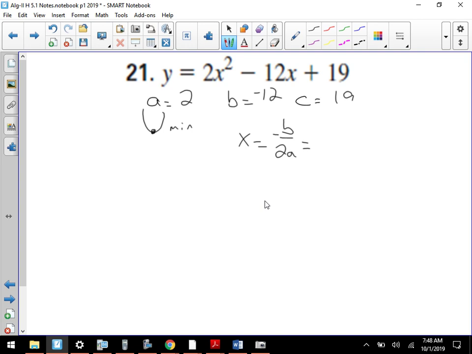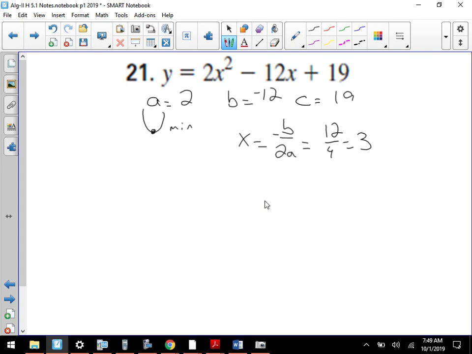I recommend writing that out a couple of times as you're working through these things, just so that it sticks in your head. You won't forget it. So opposite of negative 12 is 12, and 2 times 2 is 4, so our axis of symmetry winds up being at 3. So far, so good? Okay.